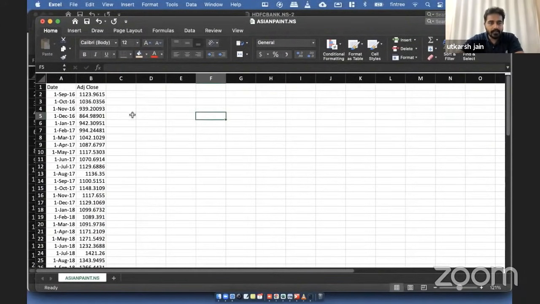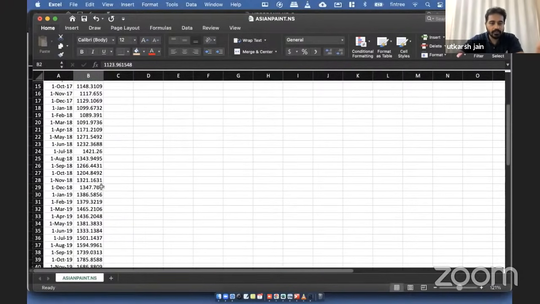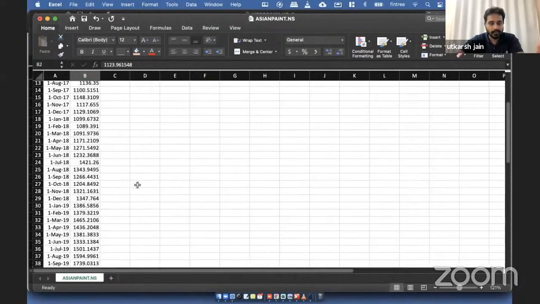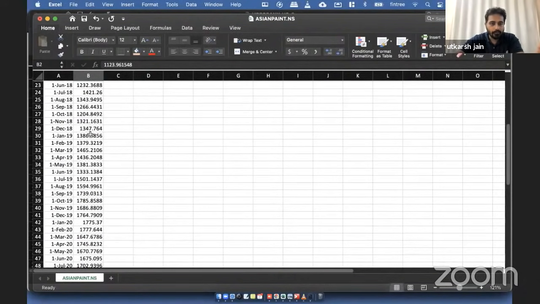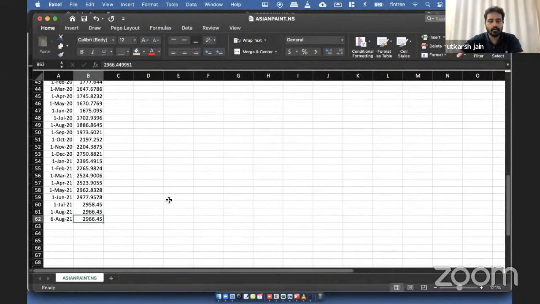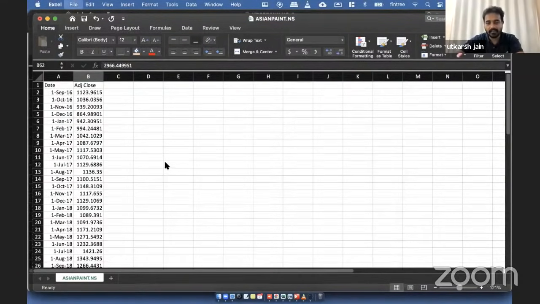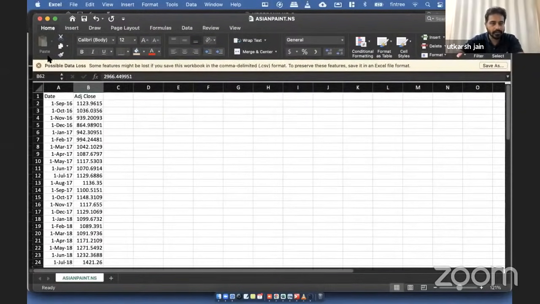And if you can see here, the stock used to be in about the 1100 range in September 2016. And then it has moved from 1100 to 1300 to 1500, 1700. It's roughly 3,000 rupees now. So that's about 3x in 5 years' time, which is a really, really good return no matter where you are in the world.